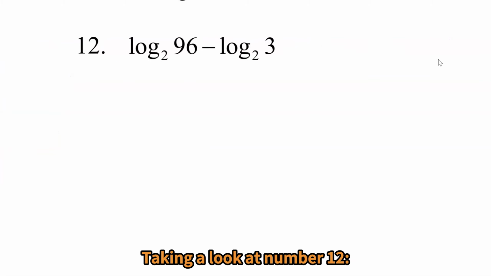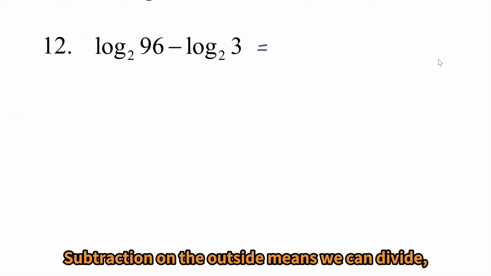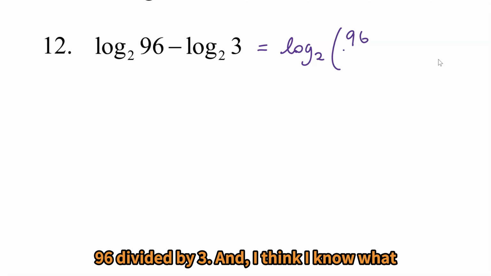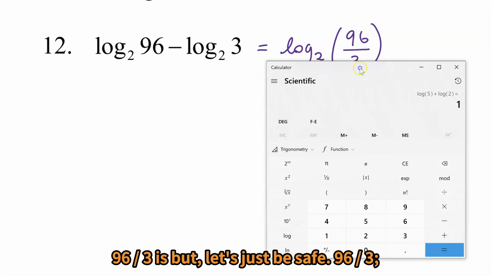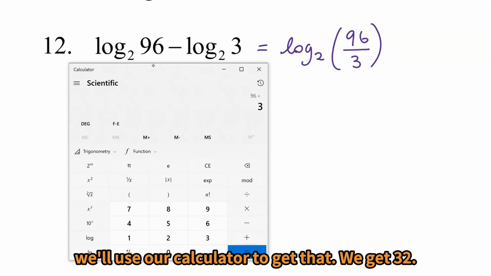Taking a look at number 12, log base 2 of 96 minus log base 2 of 3. Subtraction on the outside means we can divide, 96 divided by 3. And I think I know what 96 divided by 3 is, but let's just be safe. 96 divided by 3, we can use our calculator to get that. We get 32.